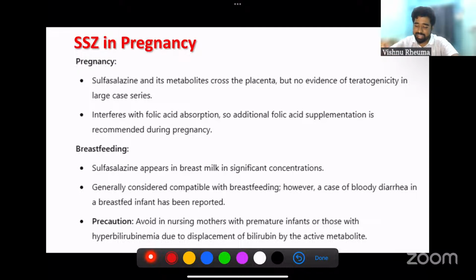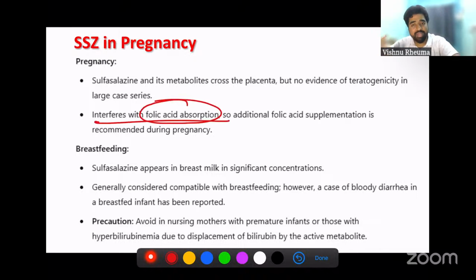Then coming to sulfasalazine teratogenicity, it will not cause it, but it can cause hemolysis. For example, especially if it's a G6PD neonate, then definitely the hemolysis risk is there. Hence, to avoid that, you should give additional folate, and you should take care about the possible anemia. Also, sulfasalazine will interfere with folate absorption. It's a folate reductase inhibitor, right? Because of that, it will interfere, and hence folic acid supplementation should be increased.